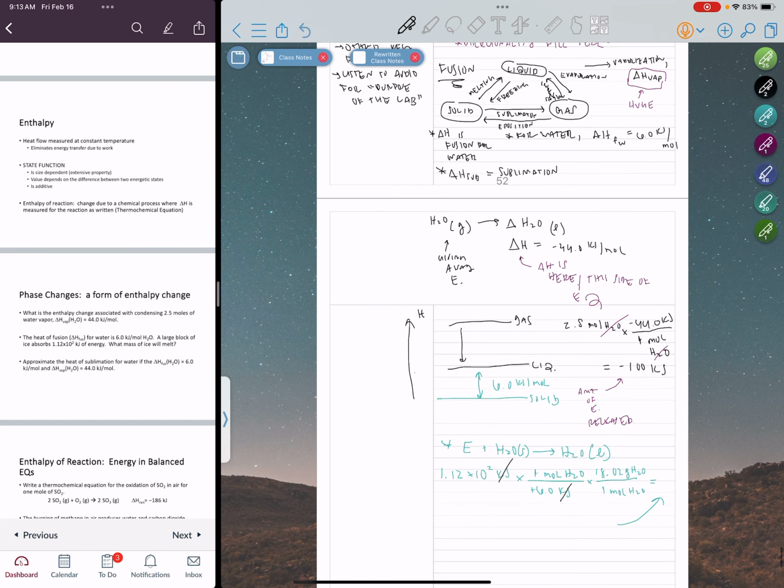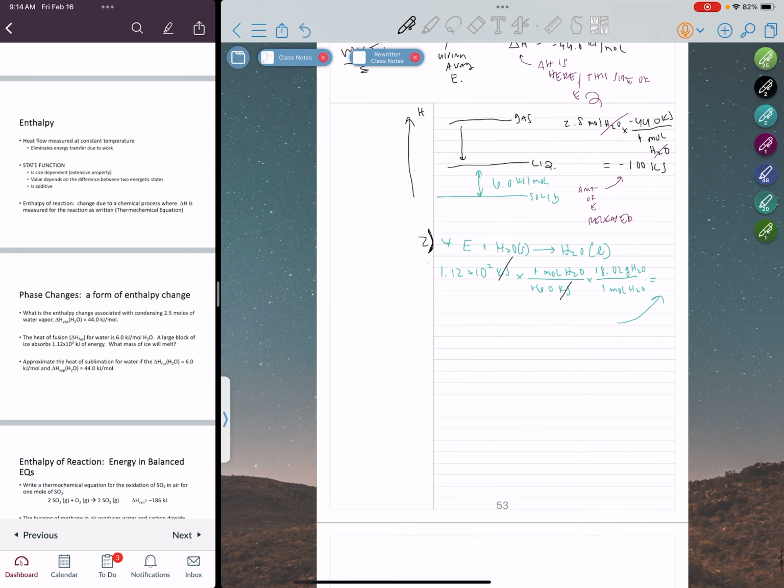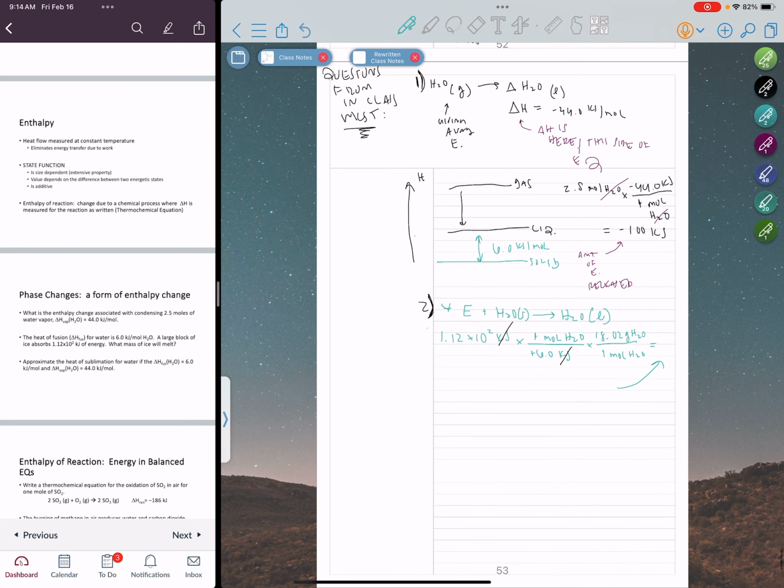So how many grams of water can I melt with about 112 kilojoules? About 336 grams, or 3.4 times 10 to the second grams. Here in this case, I'm limited by 2 sig figs in the bottom of my calculation.